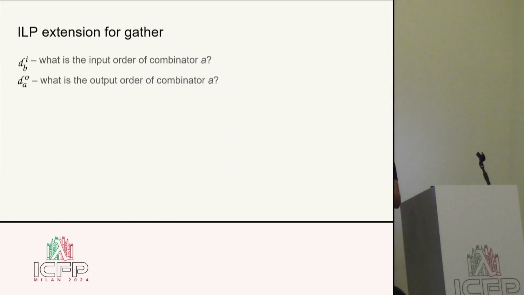So given that existing work, this is kind of what we built on top of it. We decided that the only real new variables we needed were these d variables to keep track of the order that each array is produced or consumed. So superscript, we have an I or an O for either the input or output, and subscript are the labels of the combinator.